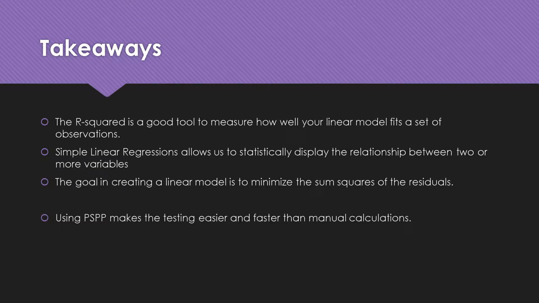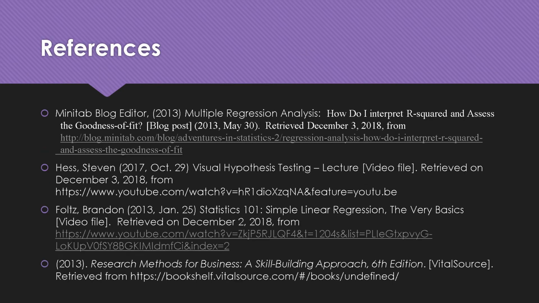The takeaways. The R-squared is a good tool to measure how well your linear model fits a set of observations. A simple linear regression allows us to statistically display the relationship between two or more variables. And the goal in creating a linear model is to minimize the sum of squares of the residuals. Using Minitab makes the testing easier. No need to utilize manual calculations with a calculator. I'm sure there are many more applications, but it is very user-friendly for what we've done so far.